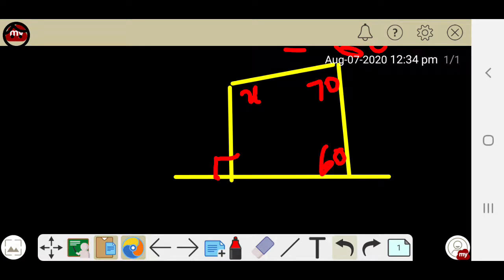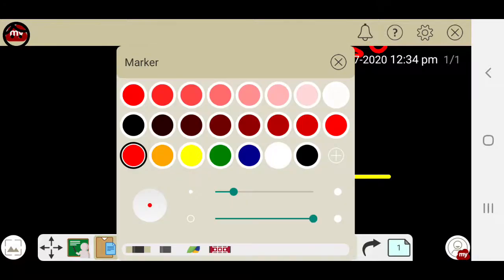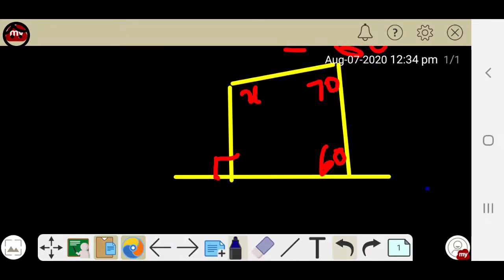Here you can see a 90 degree mark, dear children. Here a straight angle is forming, so if this angle is 90, the remaining angle is also 90 degrees. Even if it is not given, we will get that one as 90 degrees.